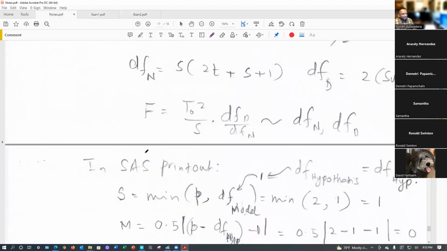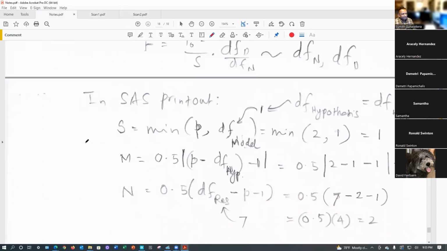And one more thing in this printout. We're going to go through that one pretty soon. You can see something called S on the SAS printout. It's the minimum between P and the degrees of freedom of the model, sometimes called the degrees of freedom of the hypothesis for the univariate one, not the multivariate one.